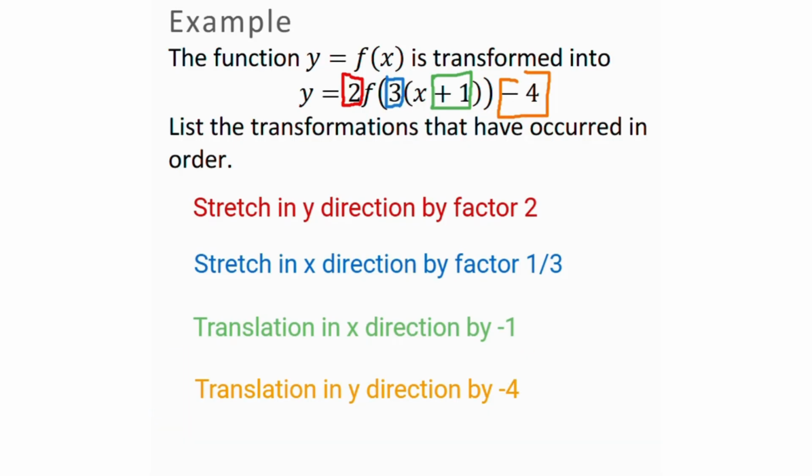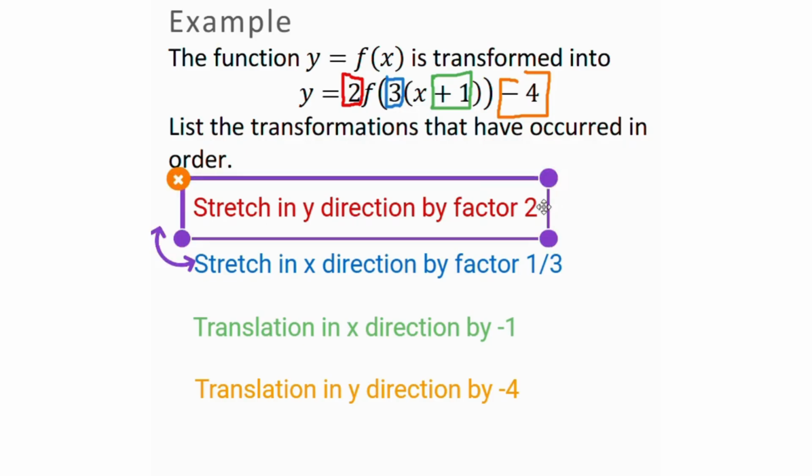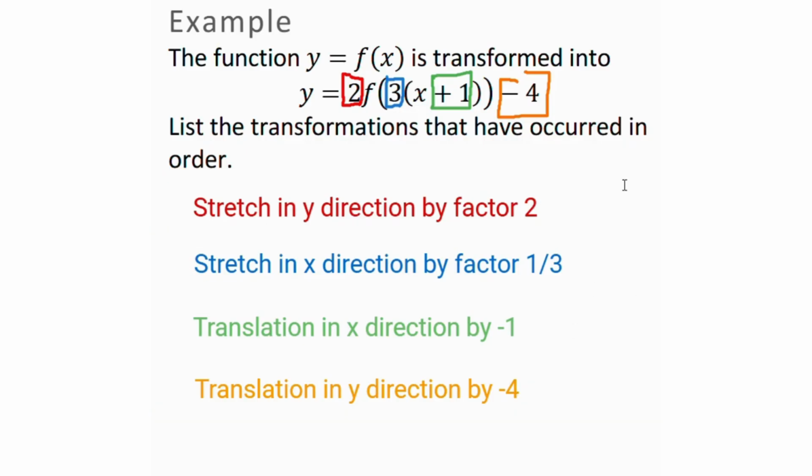Now let's think about the order. We've got those 4 transformations listed. What order are they happening? Now, outside the brackets means everything happens as we expect it to. So that is, we expect multiplications to happen before additions. So stretches do indeed come before translations. So the red does come before the orange.